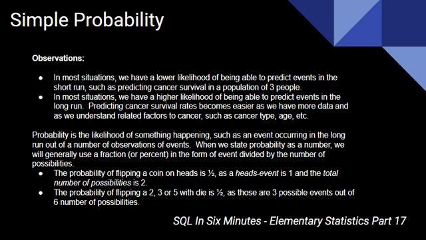Like a 50% probability or a 1 out of 2 chance, in the form of the event divided by the number of possibilities. So if you are into equations, or you relate more to that, think of the equation as being the actual specific event divided by the number of possible events.